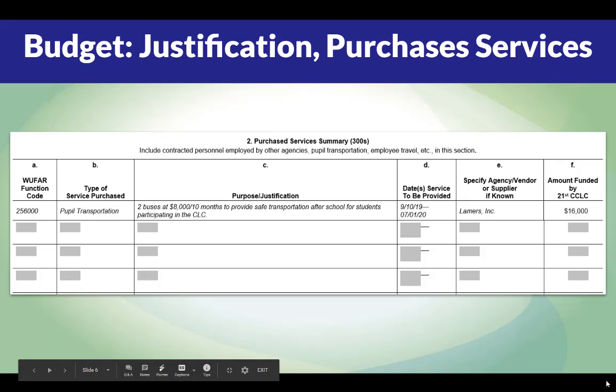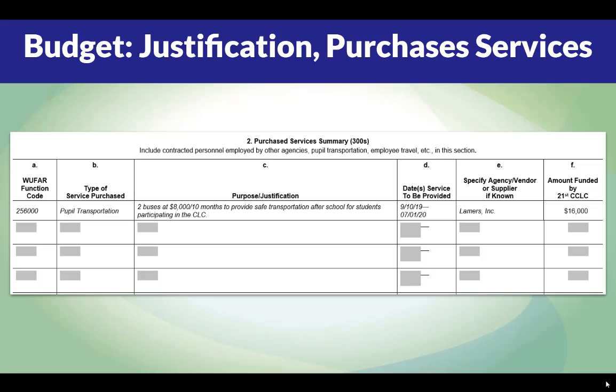The second area is the purchase services summary. A purchase service is a service that is contracted for rather than being provided directly by the grantee. In this section, you include payment for services rendered by personnel who are not on the payroll of the fiscal agent, or for services that the fiscal agent obtains from other private or public agencies. It also includes public transportation, employee travel, and more.